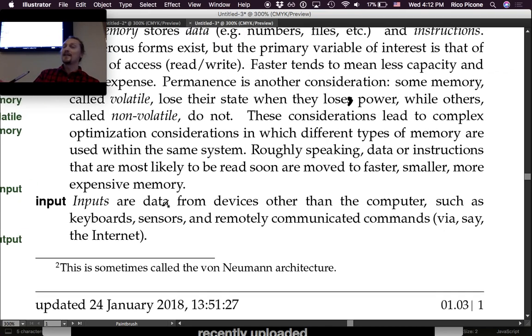Also, there are going to be sensors as well, right? So in the system that we have an encoder, for instance, that measures the angular position of the shaft, and that is going to be another input to the computer.